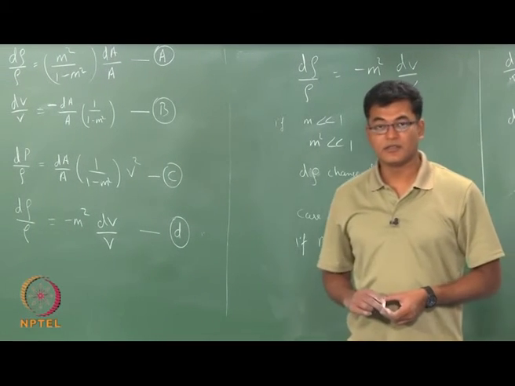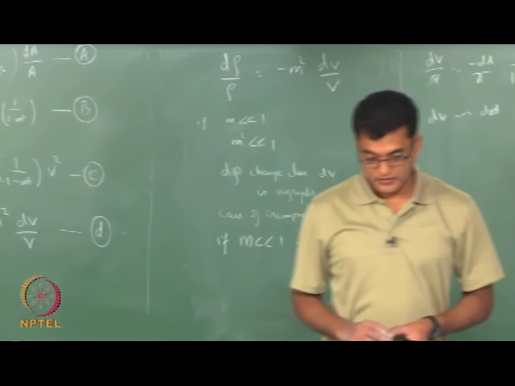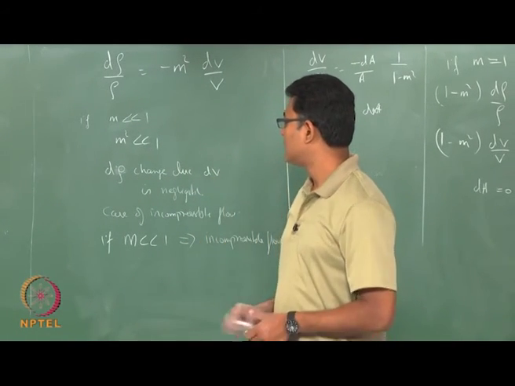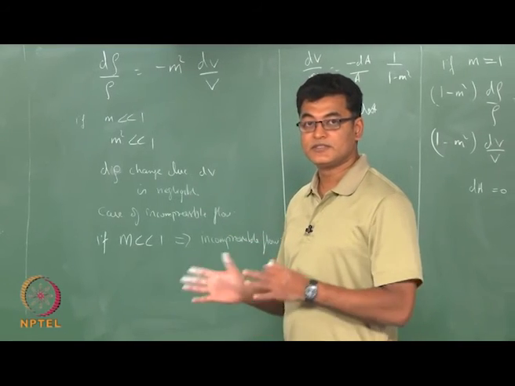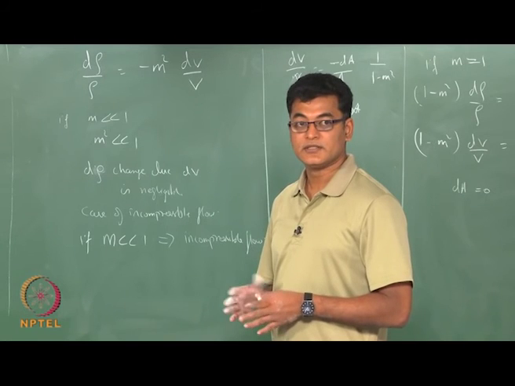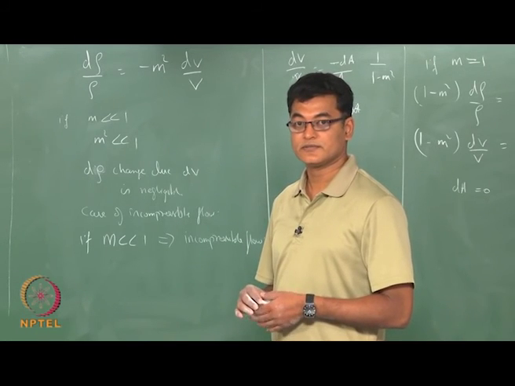That is the discussion on variable area adiabatic flow. Next class we will try to see how this affects the flow through a nozzle, or diverging and converging nozzles.